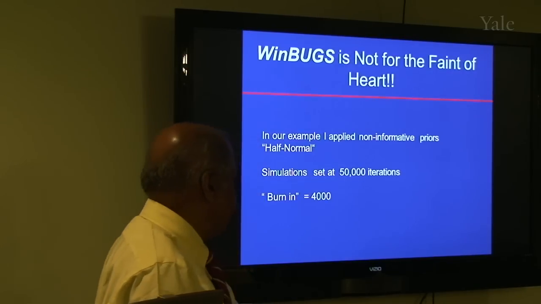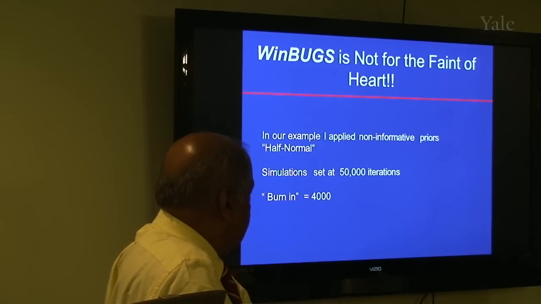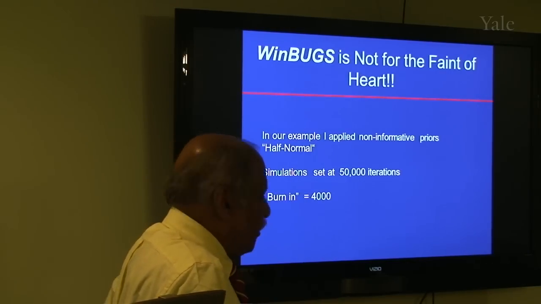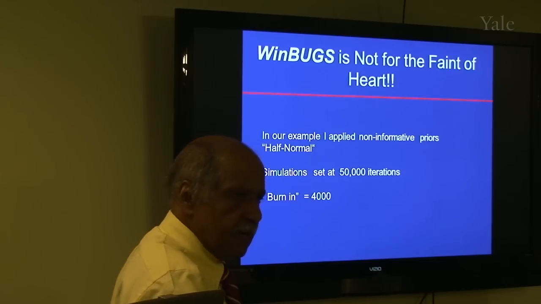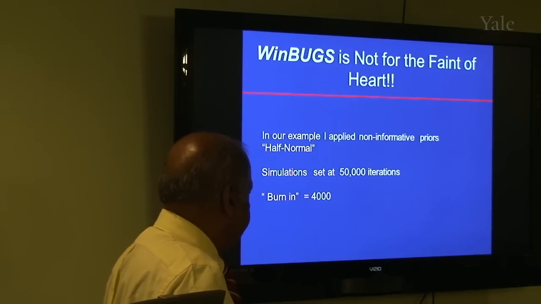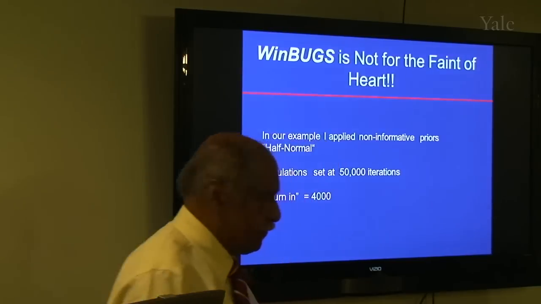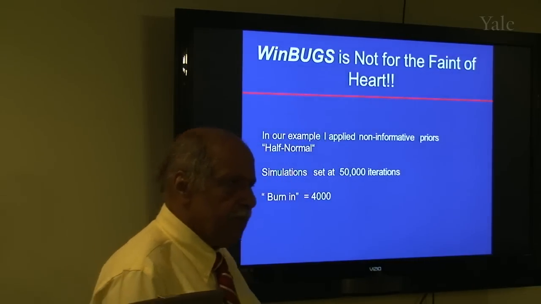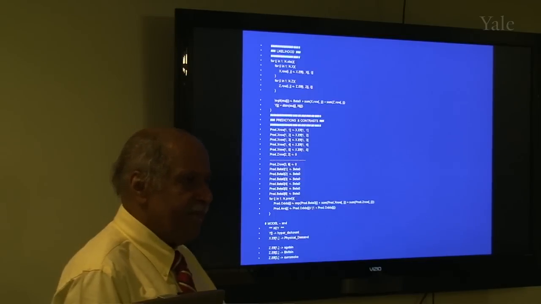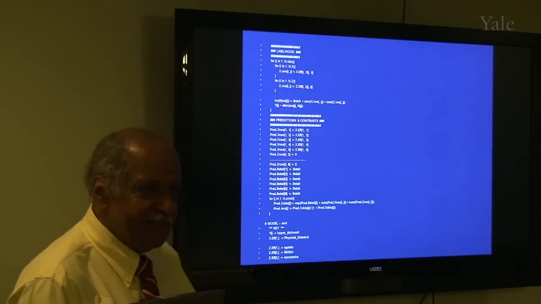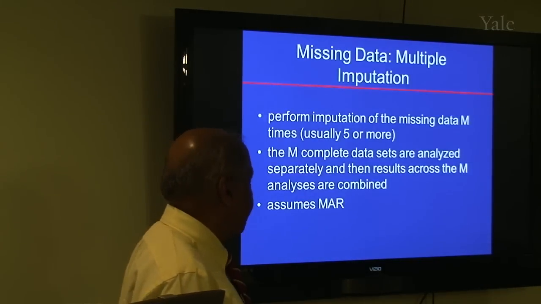So just to give you an idea, however, WinBUGS is not for the faint of heart. This is an example using non-informative priors with what's called the half-normal distributions with 50,000 iterations and a burn-in of 4,000. In other words, you actually are going to work with 46,000. And that's page 1. And that's page 2. No, this is in WinBUGS. And there's a BUGS to R.